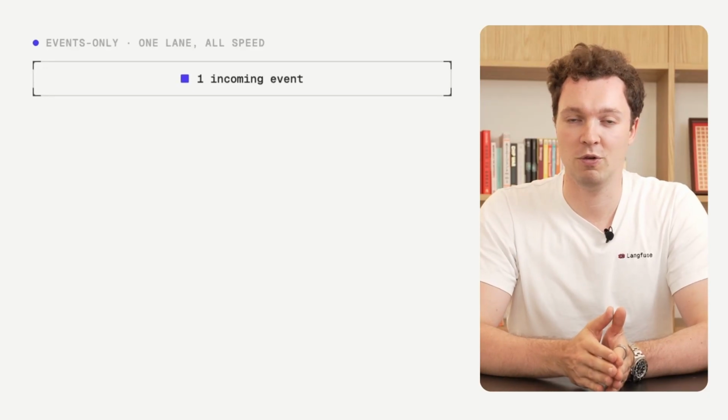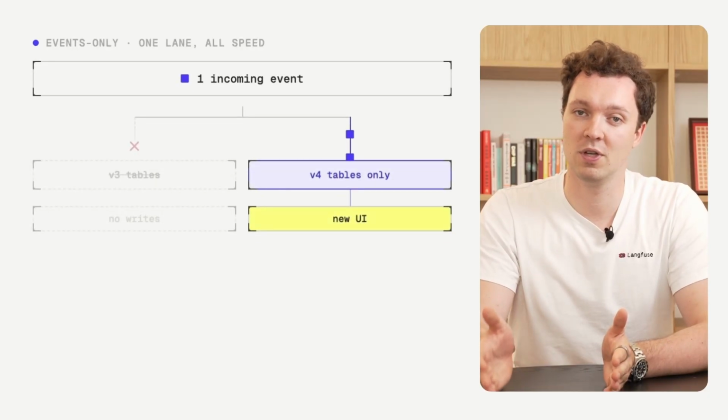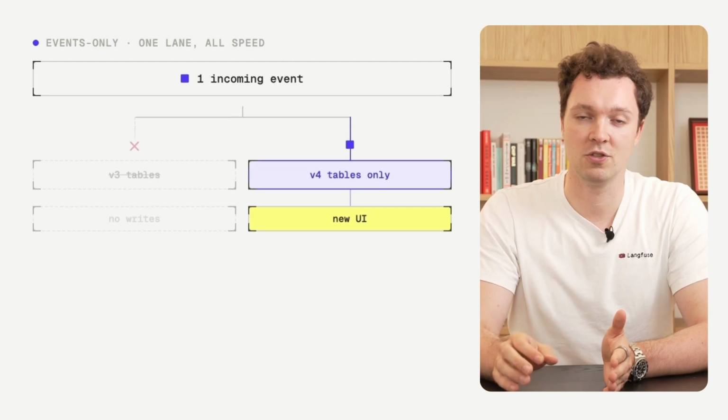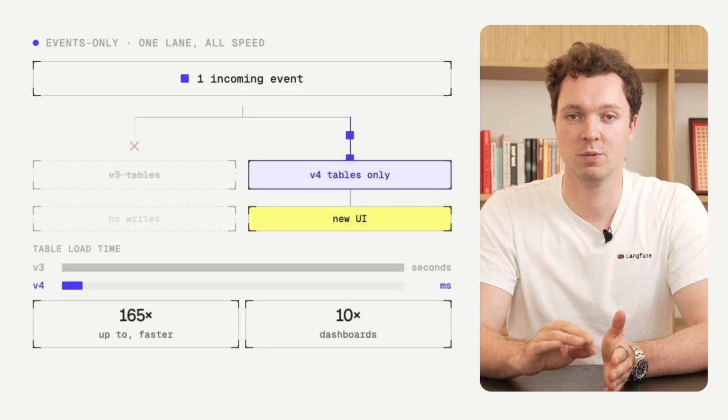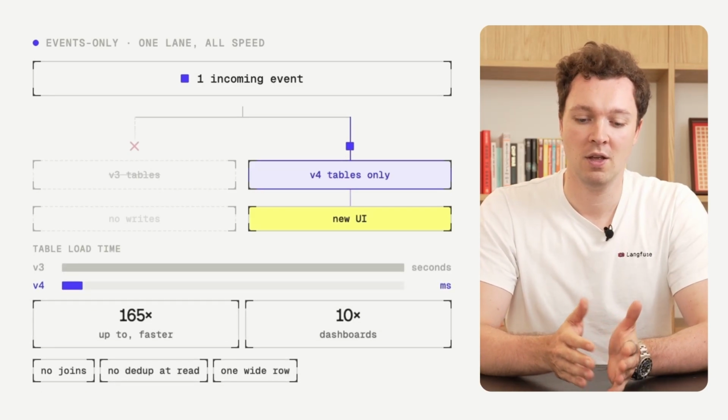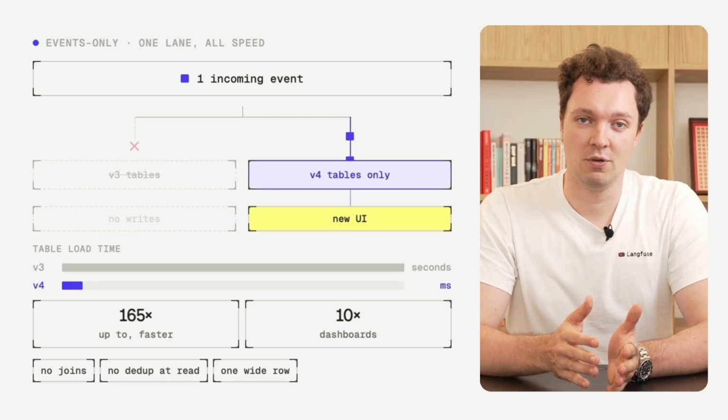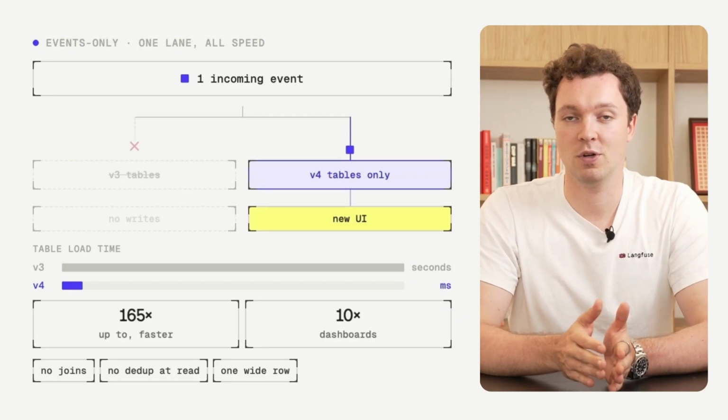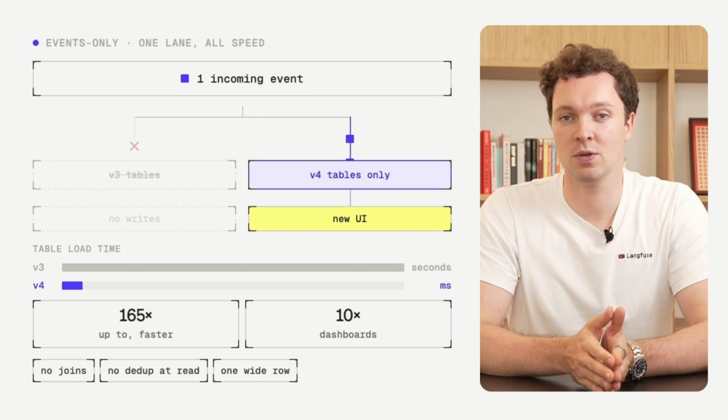Once you're ready, we have the new events-only mode. This is where things get fast. We write only into the new tables, you only see the new interface, and each read, each table load will be blazing fast. In general, you can follow our upgrade guide that walks you through the different stages and also helps you select which mode is right for you and your enterprise.